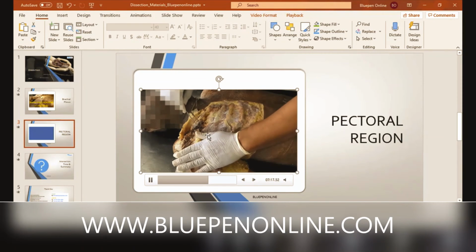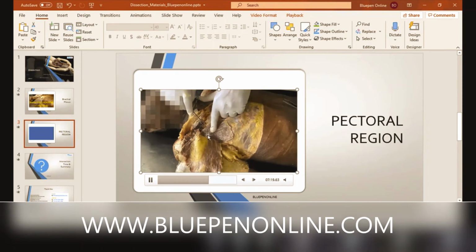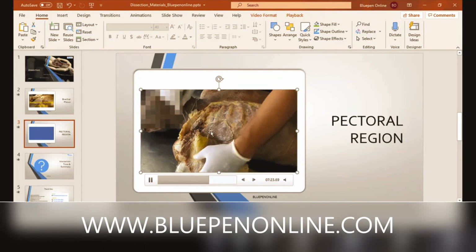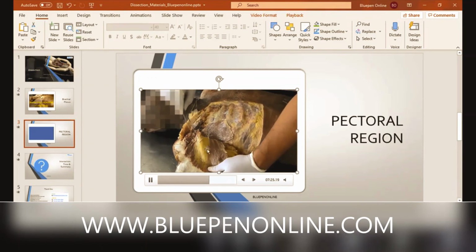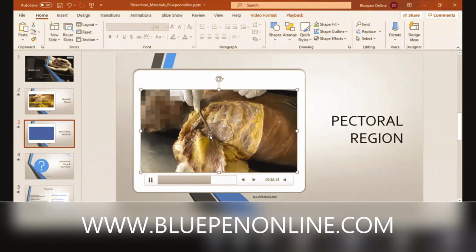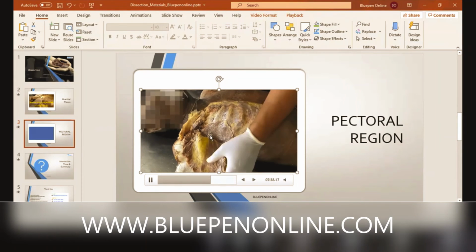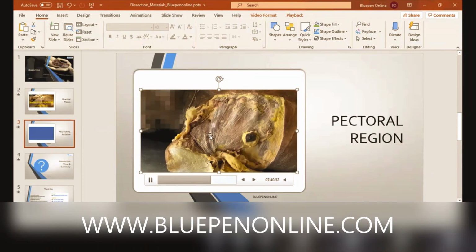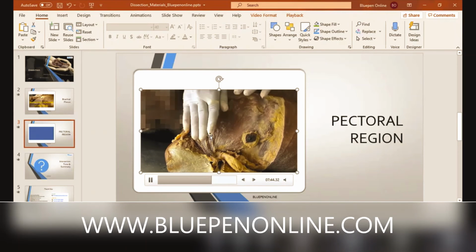How will you identify this medial pectoral nerve? Because it pierces the pectoralis minor, this is your pectoralis minor. After piercing the pectoralis minor, it supplies the pectoralis major muscle. See, this is the pectoralis major, this is the pectoralis minor, this is the medial pectoral nerve. Is it clear? Yes, ma'am.